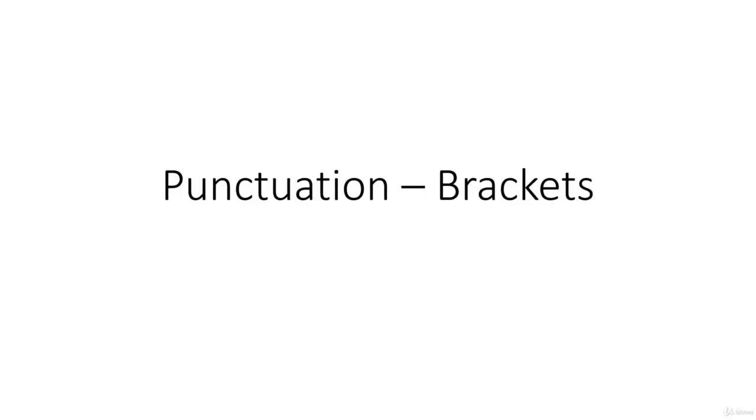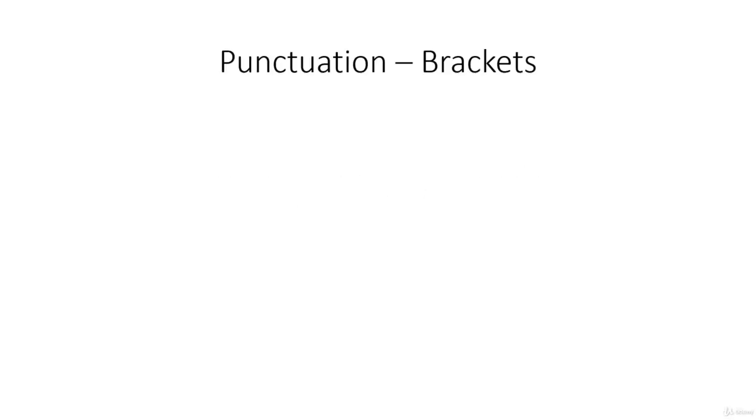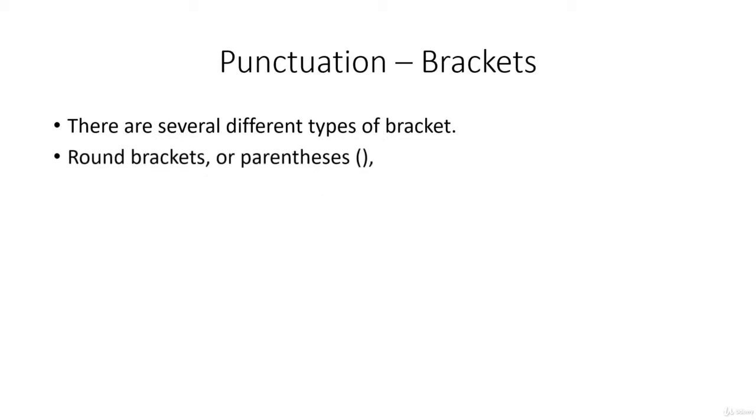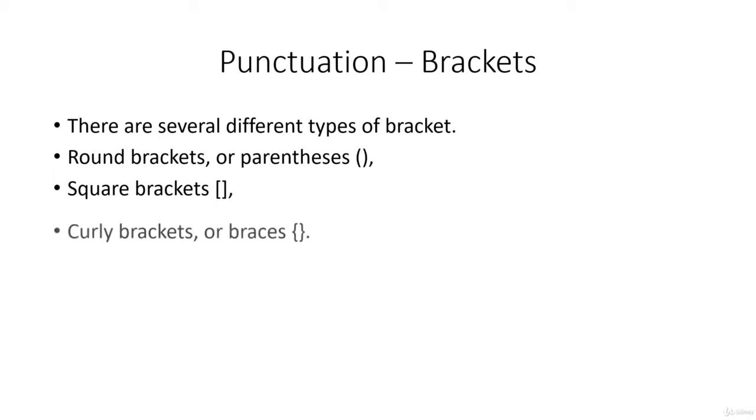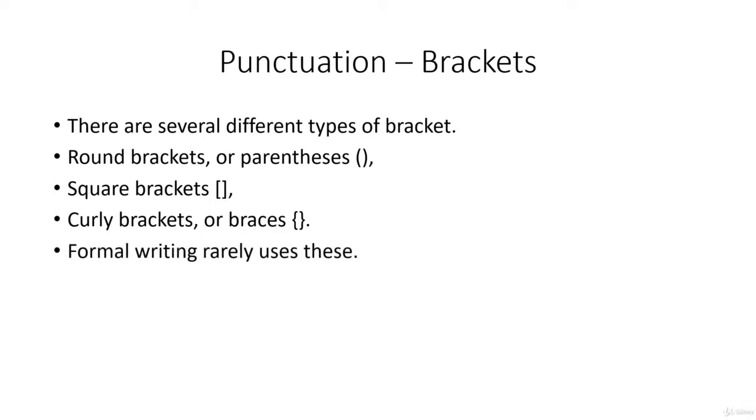This lesson is all about brackets. There are several different types of brackets we need to look at. There are round brackets or parentheses, as shown here, square brackets, which look slightly different, and curly brackets or braces, which look different again. And formal writing rarely uses any of these.